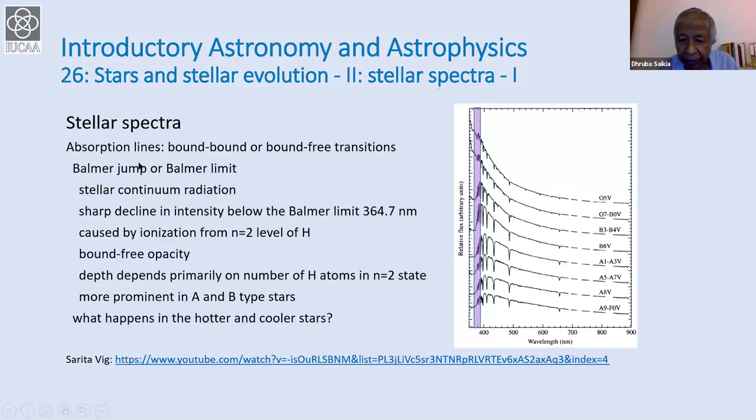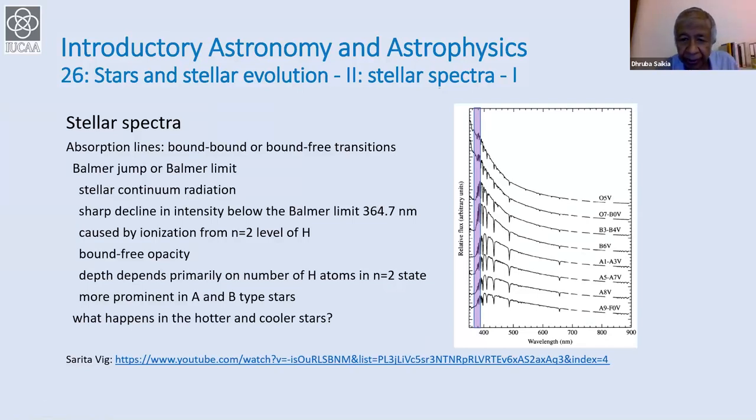Okay. This particular graph actually illustrates the Balmer jump or Balmer limit, where in the stellar continuum radiation there is a sharp decline in intensity below the Balmer limit of 364.7 nanometers, okay? Which is caused by the ionization from the N equal to 2 level of hydrogen. This is the bound-free opacity from the N equal to 2 level. It's ionized, so it's a free electron, and you need the short wavelengths to be able to do that. So short wavelengths means high frequencies, high energies, okay? It depends primarily on the number of hydrogen atoms, the bound-free opacity in the N equal to 2 state.